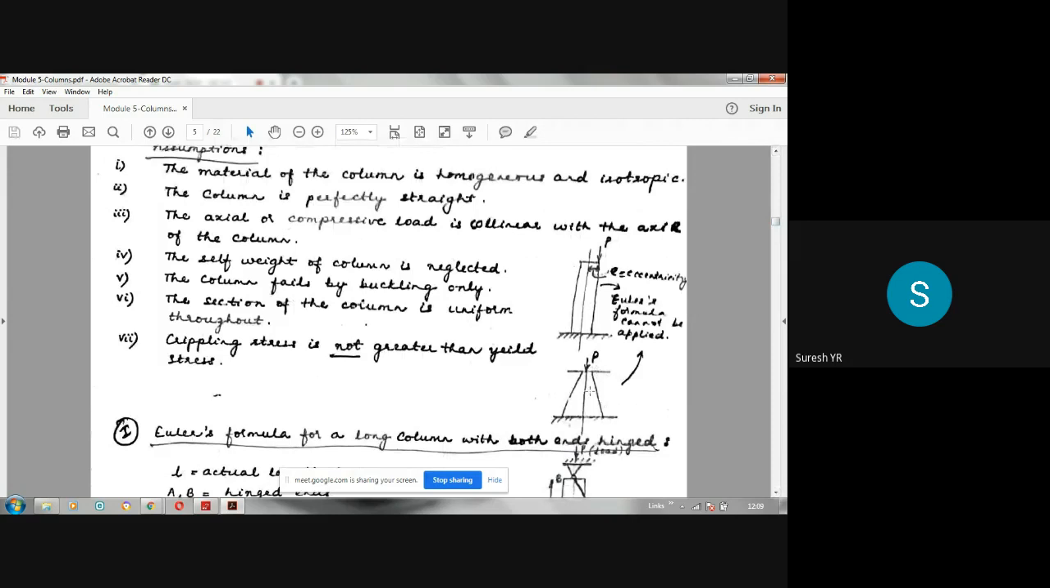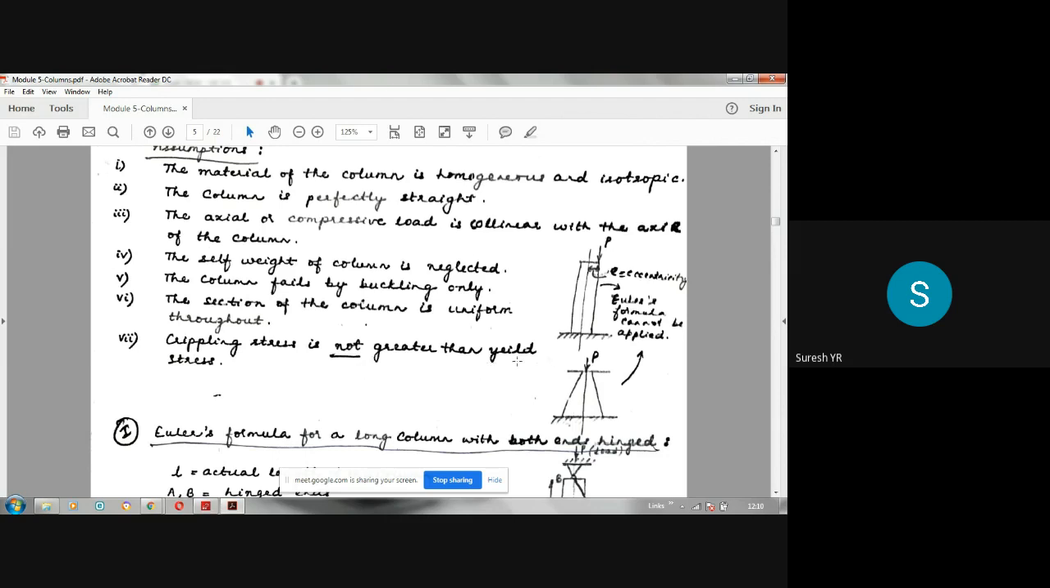See, here you can see that it is a tapering column. If it is a circular column, it is a tapering circular column where the diameter is increasing from top to bottom. In this case, we cannot use Euler's formula. So it should be uniform throughout. Crippling stress is not greater than yield stress. So this is another thing.